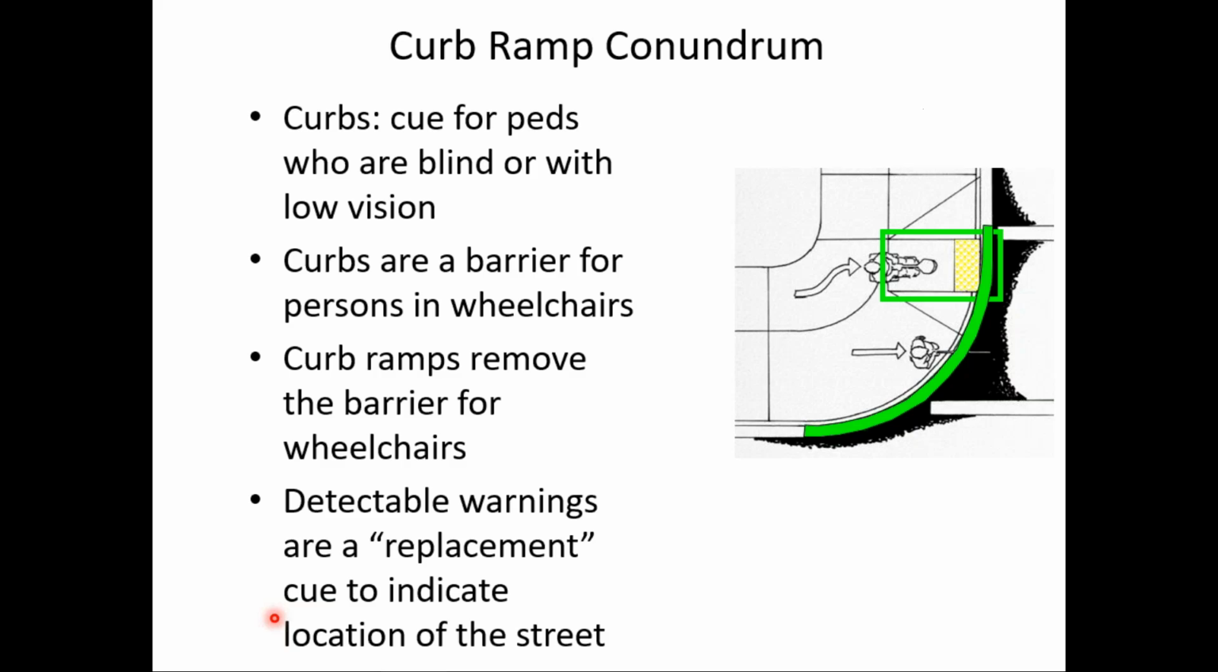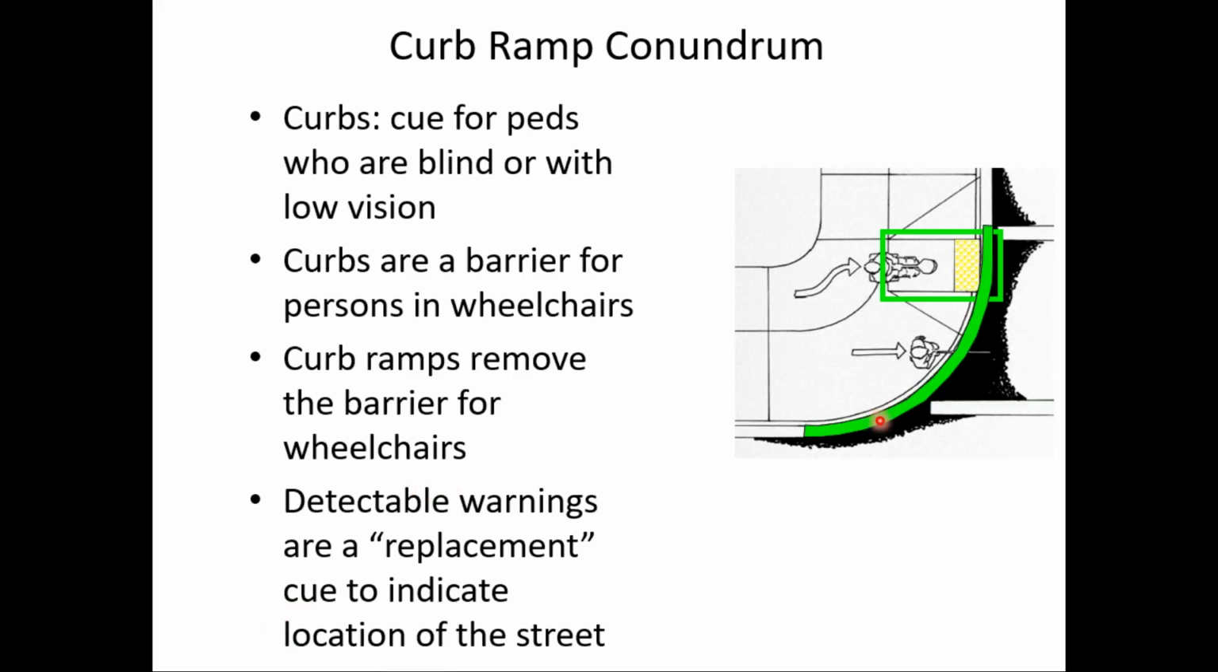And then the final part of the PAR that we'll talk about are curb ramps. Curb ramps do present a conundrum. They are a cue for pedestrians who are blind. They're a detectable edge. So curbs are a good thing for blind pedestrians. But as we've talked about, curbs are a barrier for individuals in wheelchairs. And so to remove that barrier, we install curb ramps at the corner and other locations to allow individuals in wheelchairs to move between the sidewalk and the street.